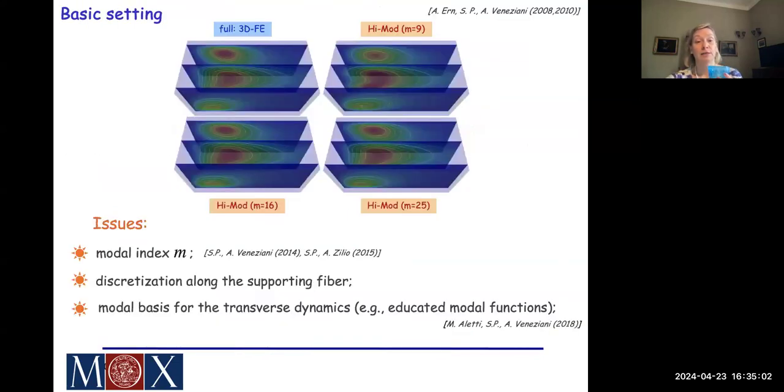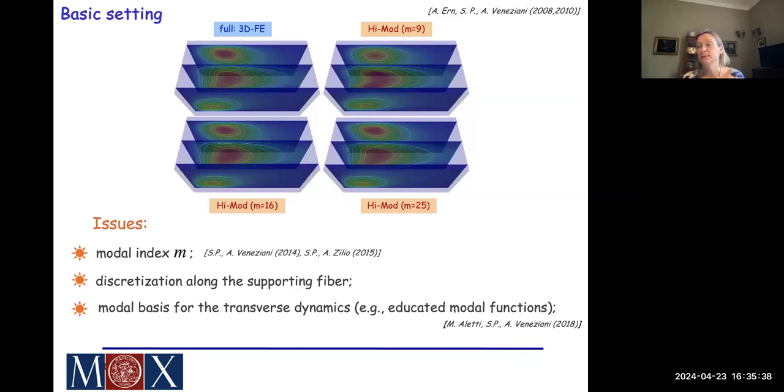Okay, as a third item, we can cite the selection not only of the discretization along the mainstream, but also of the modal basis function in order to describe the transverse dynamics. Also, in this case, we started from the simplest possible choice, a sinusoidal function, with a consequent limitation on the boundary condition to be applied along the horizontal boundaries.